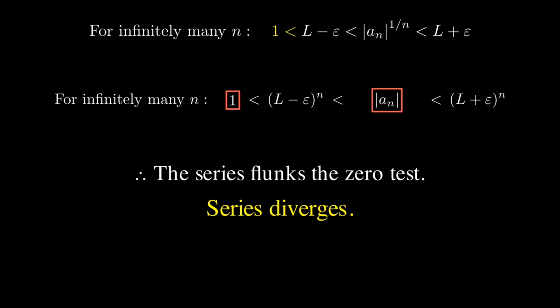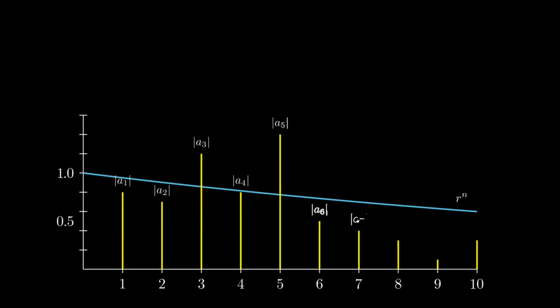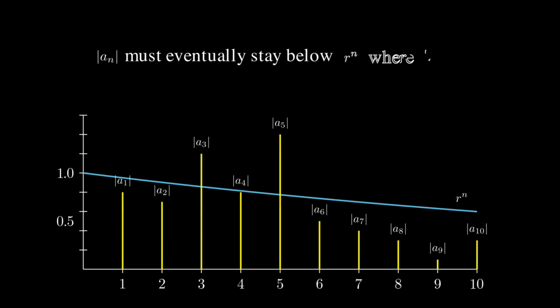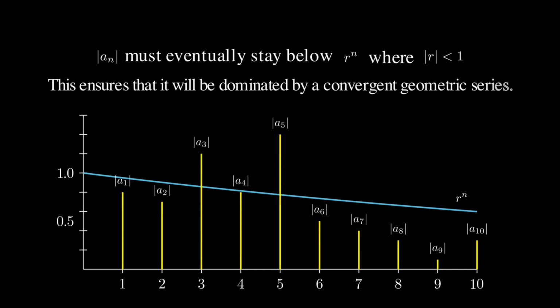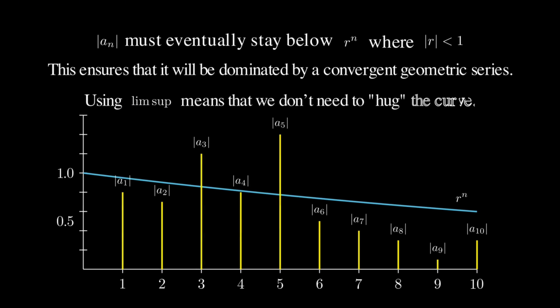One way I like to think about the root test is that it is looking at the long-term trend of the values of a sub n. Consider the graph of the curve r to the n, where n is on the horizontal axis, and r is a number strictly between 0 and 1. The convergence case of the root test says that we need to make sure that the a sub n's eventually stay below that curve, and since that curve represents the terms of a geometric series, this means the original series will converge. Since we're taking the lim sup instead of the plain old limit, the a sub n terms don't need to asymptotically approach the curve. Instead, some of the a sub n's could be much lower.